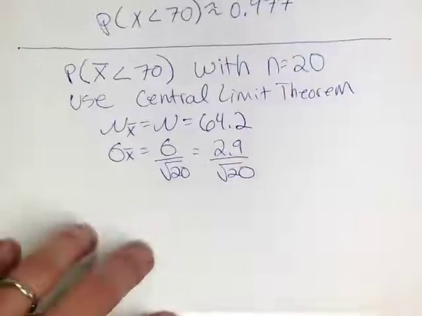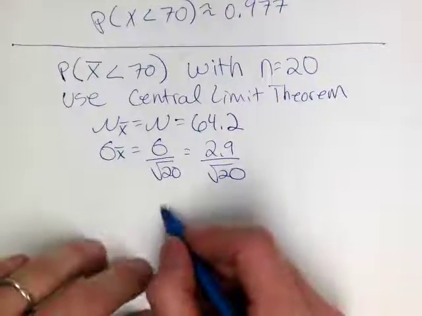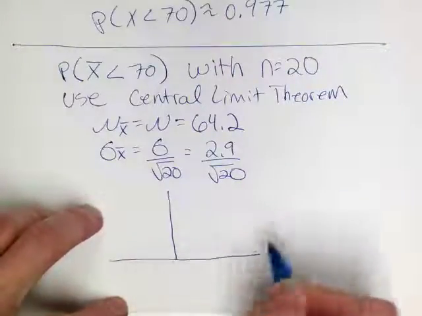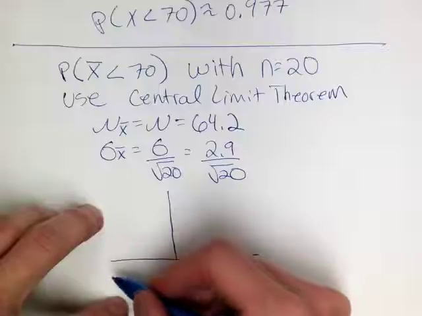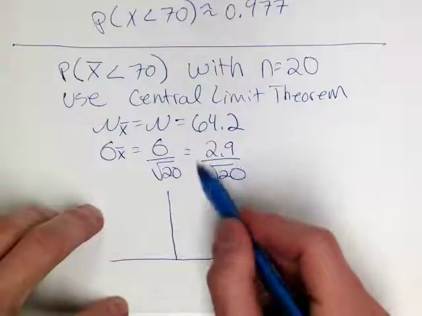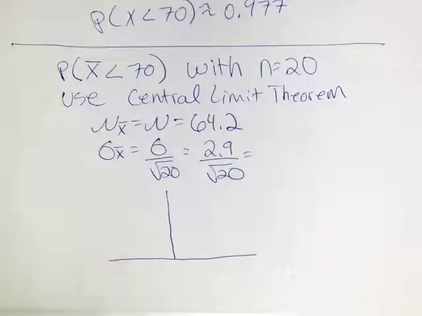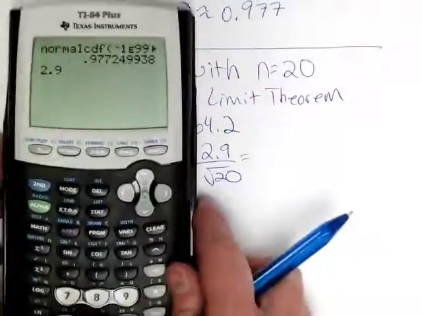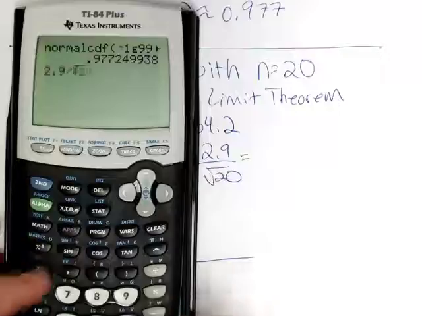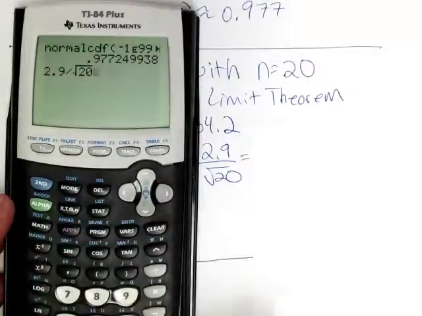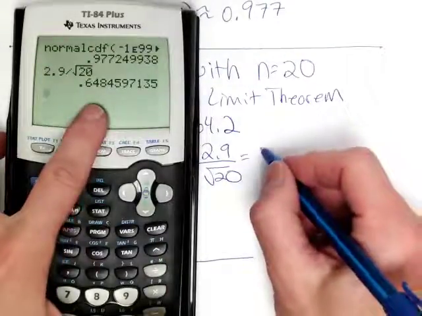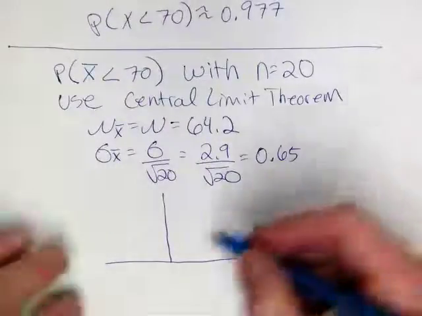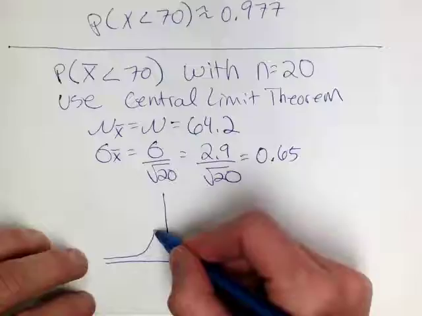The central limit theorem also says that the distribution of the sample means is going to be bell-shaped. Now, since the standard deviation is going to be smaller, let me get that exact value here: 2.9 divided by the square root of 20. The standard deviation is about 0.65. We're going to have a much smaller, tighter bell.